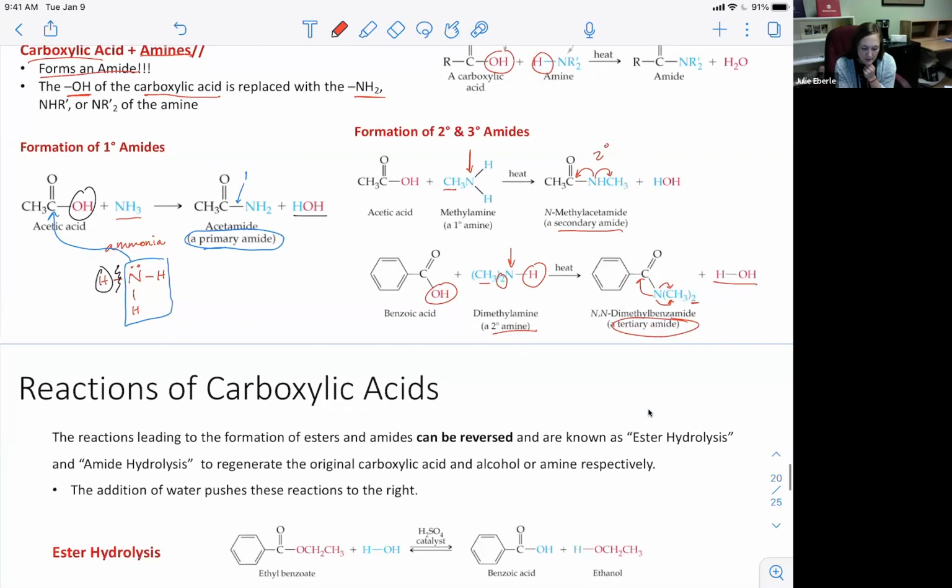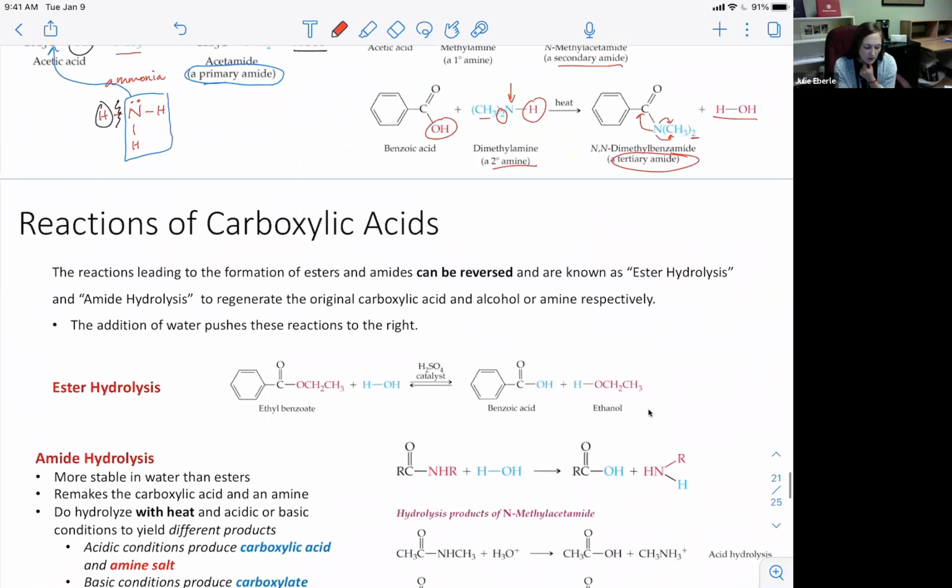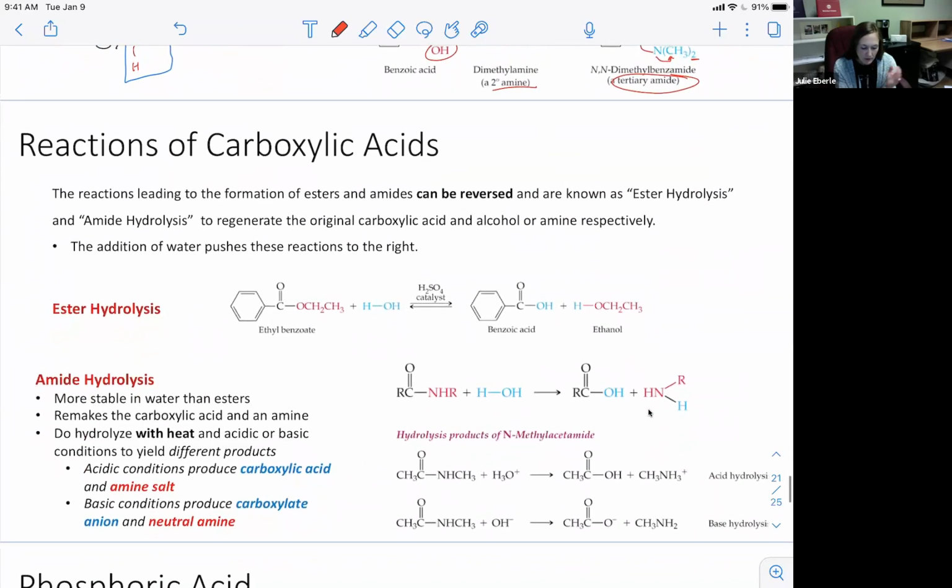We'll do more practice with this in the lab today, but I really would like to actually get to that now. So last thing, just like what I said, we did a practice problem 2 slides ago. We said, oh, here's our ester, break it apart and write the original products, okay? Like I said, we call this hydrolysis, okay? So I want to read this right up here for you. Reactions leading to the formation of esters and amides can be reversed, okay? So notice the reversible arrows right here. These are known as ester hydrolysis and amide hydrolysis.